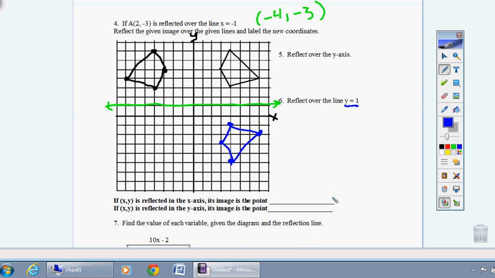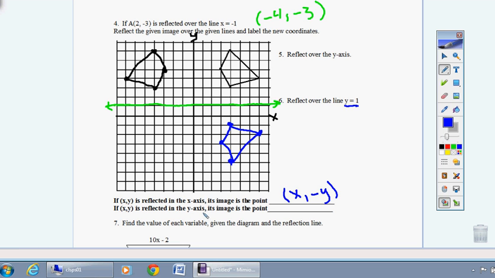Now, on the bottom here, we're going to see a shortcut. Sometimes you won't have a graph available to you. You could just draw out a graph and do your reflections that way, or you could use a shortcut. It says here, if I have the point (x, y) and it's reflected over the x-axis, then its image point is going to be (x, negative y).